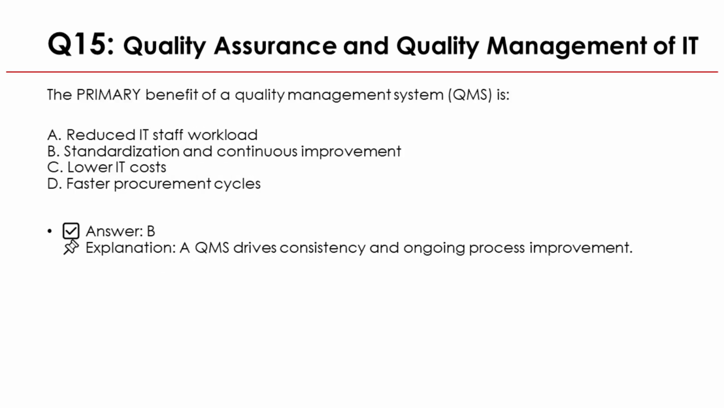What is the primary benefit of a quality management system, QMS? Option A, reduced IT staff workload, not guaranteed. Option B, standardization and continuous improvement, correct. Option C, lower IT costs, possible benefit, not main. Option D, faster procurement, unrelated. Correct answer, B, standardization and continuous improvement. Like a restaurant chain, same taste and quality no matter the branch.